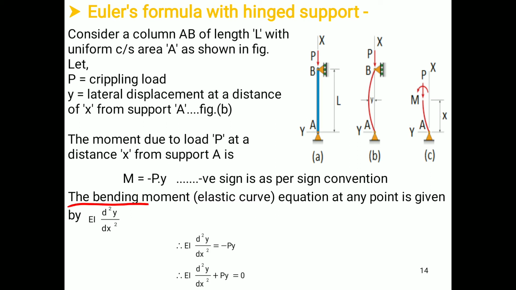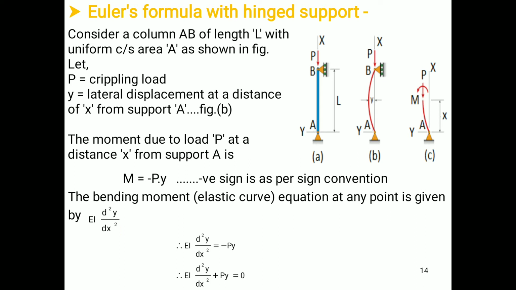The bending moment or the elastic curve equation at any point is given by EI into d square y by dx square. This is a new concept for you. Why is it the elastic curve equation? Because due to the application of external load P, the column will bend into the elastic curve. So the equation of the elastic curve is given by EI into d square y by dx square, and this value will work as a moment.